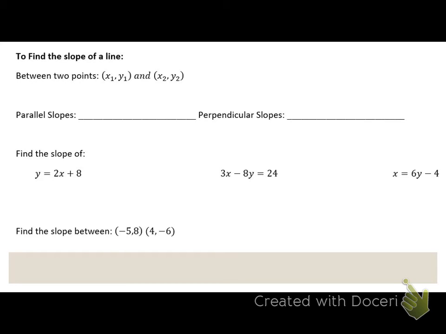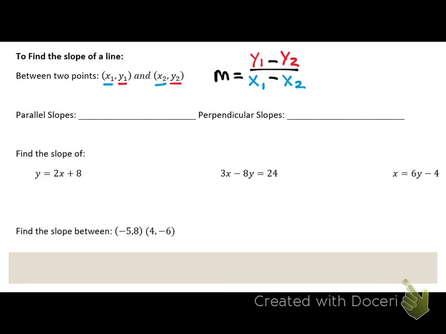So to find the slope between 2 points, there is a slope formula and it looks like this. M equals, because M stands for slope, y1 minus y2 over x1 minus x2. I would remember that because there are a couple where you have to find the slope.